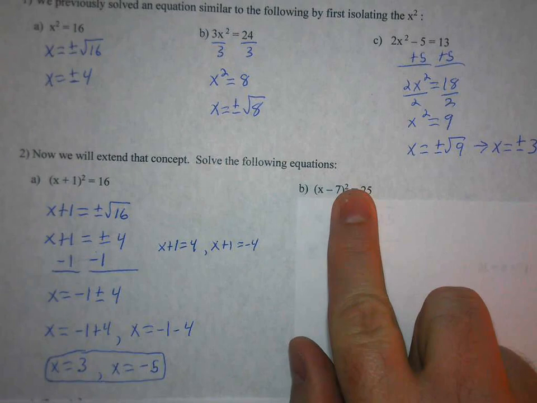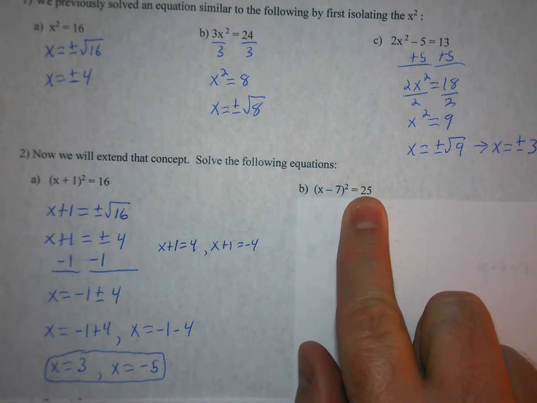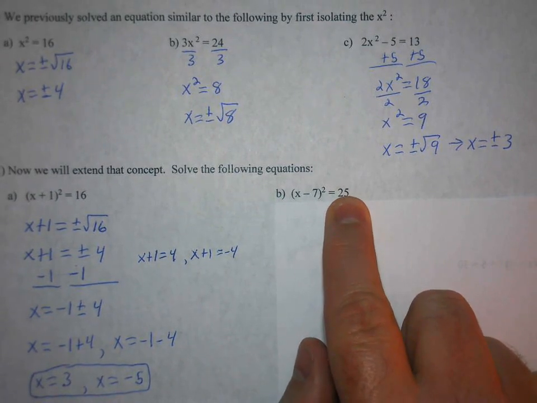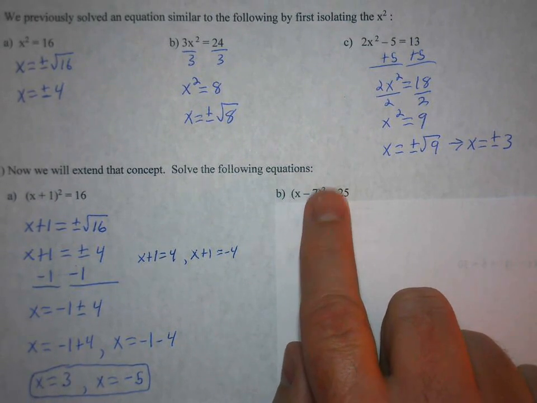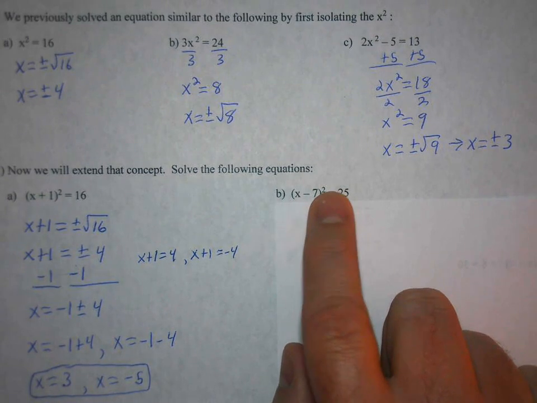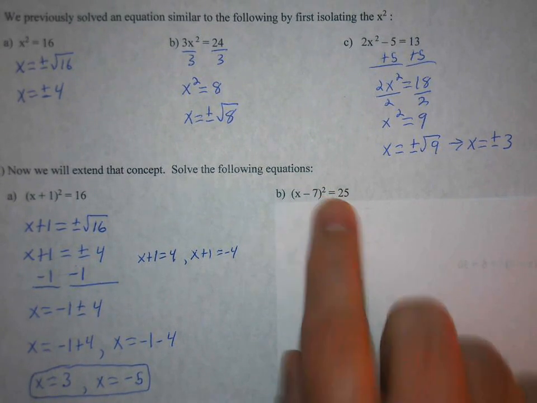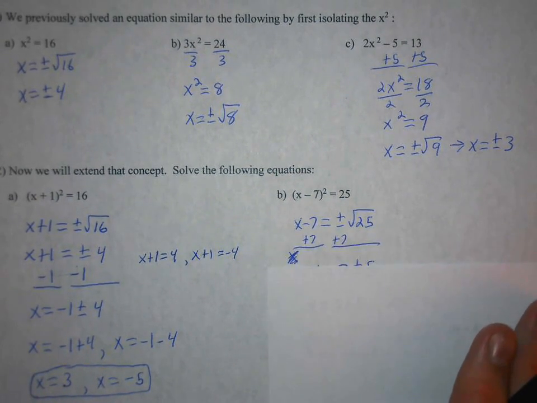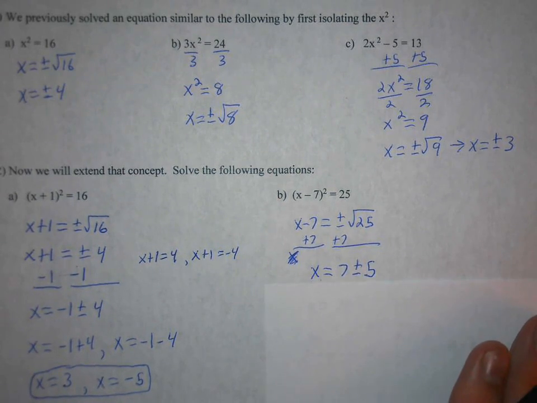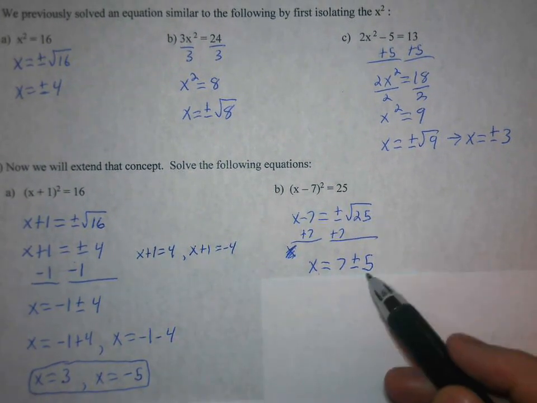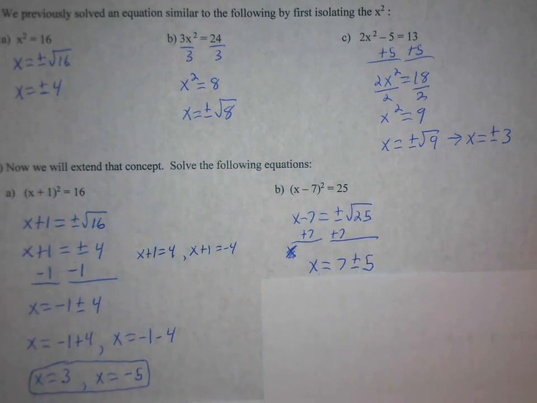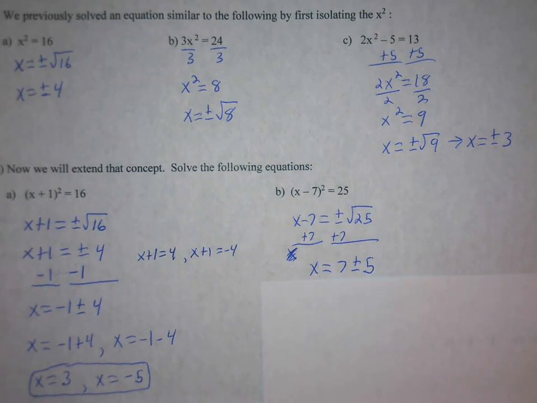Next one, x minus 7 squared equals 25. Again, the idea here is, what can you square to get 25? Or how do you get rid of that square on the parentheses? You take the square root, do the plus or minus, and that gives you x minus 7 equals the square root of 25, which is 5. Now notice I added 7 to each side. So x equals 7 plus or minus 5.